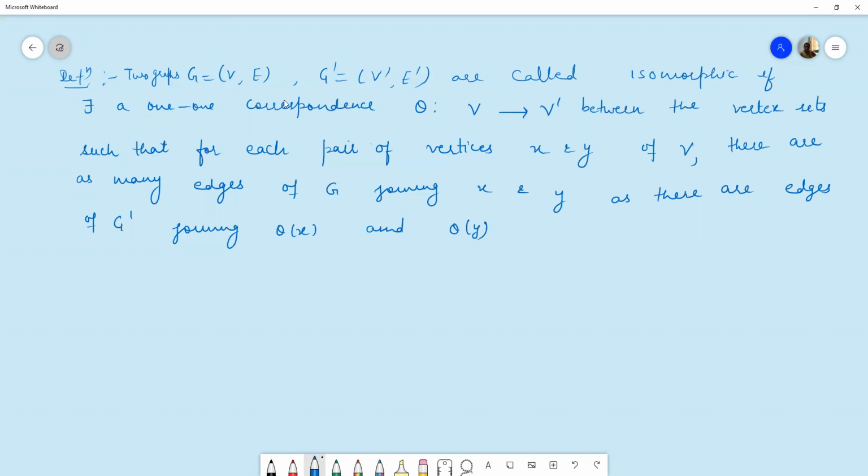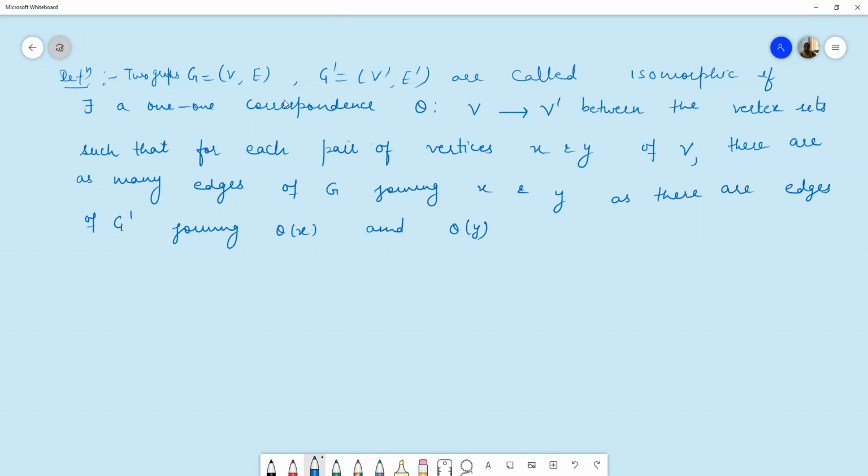First of all, they must have the same number of vertices, meaning there is a 1-1 correspondence between V and V dash. And secondly, if there are, let us say, n edges between x and y, which are vertices of the set V, then there should be exactly n edges between theta x and theta y. Then only can we say that the graphs are isomorphic.